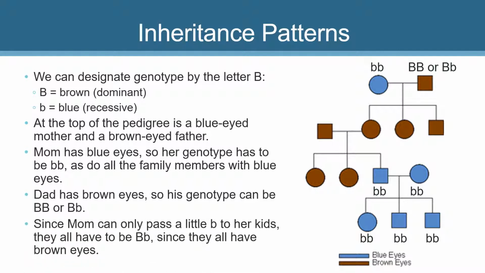Since Mom can only pass a little b to her kids, and since they all have brown eyes, they all have to be big B little b. You can actually infer all the rest of the genotypes from these that we see here. Since we know the genotype of the mom next to the arrow, and we know that one of her kids is little b, her husband must be big B little b, and their kids must have at least one big B allele.